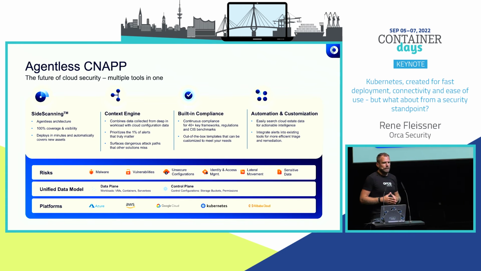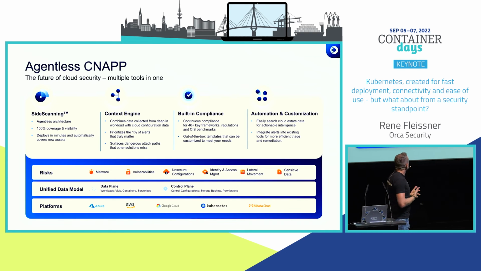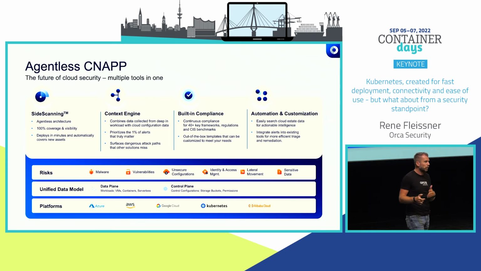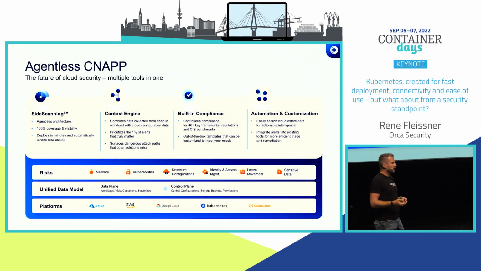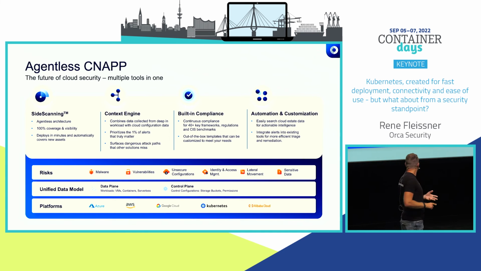But Orca Security is more than container security. Cloud-native application protection platform. It works on Azure, AWS, Google Cloud, Kubernetes, Alibaba, Oracle. It's not done there. We have the unified data model, and that's really, really important to bring the data in the context, to have them, to see it. We see the control configurations for the permissions, the IAM roles, everything. And, of course, the workloads.